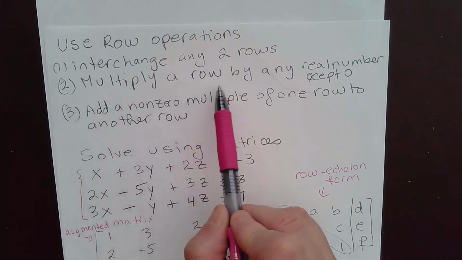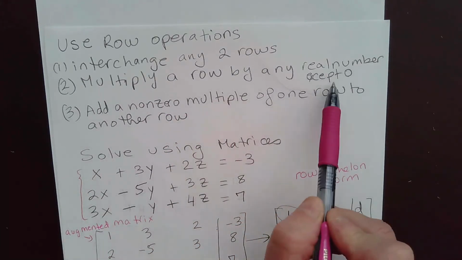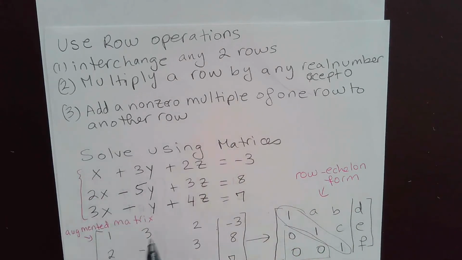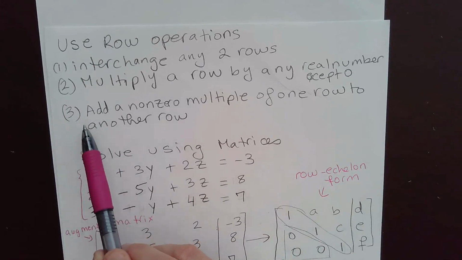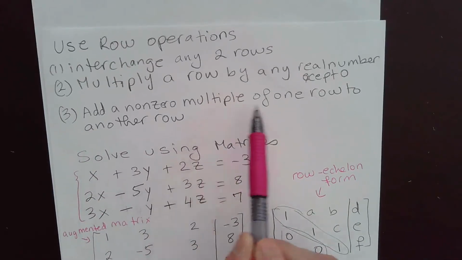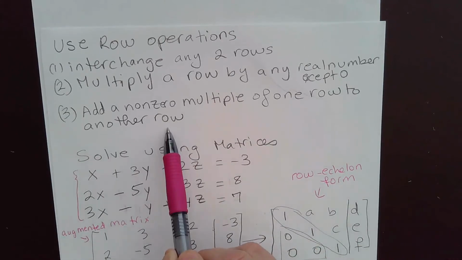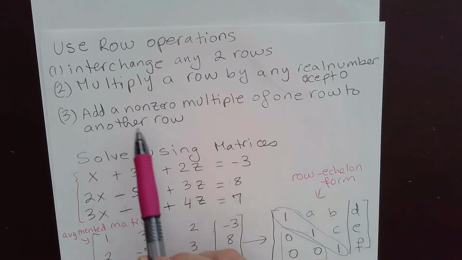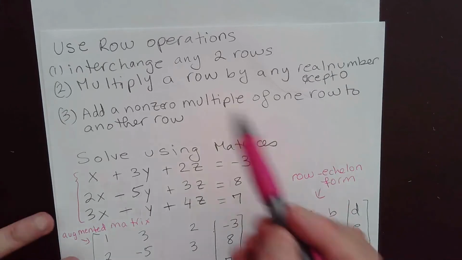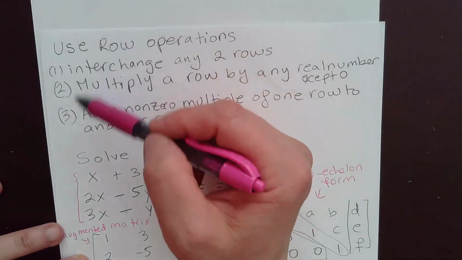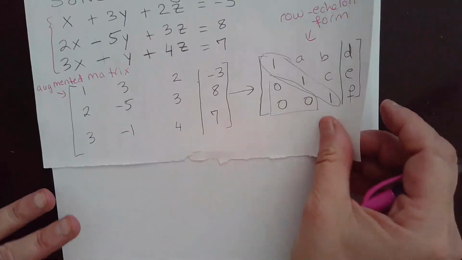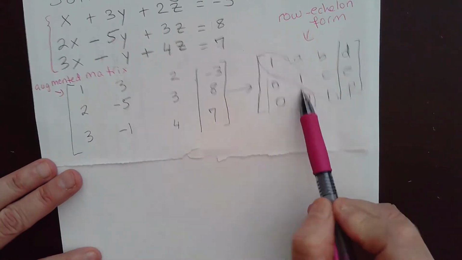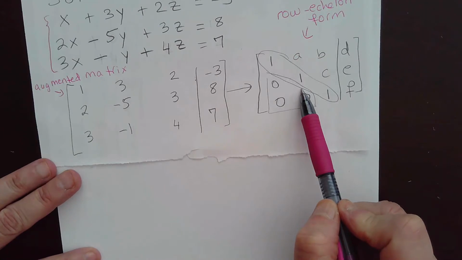You multiply a row by any real number except 0. So you can multiply any of the rows by 2 or 3 or 5 or 1/3. And then you can add a non-zero multiple of 1 row to another row. And this we're going to be doing a lot. Basically, you multiply a row by a number like 1/2 and you add it to another row and you leave the answer in the other row. So we're going to use these row operations to transform this augmented matrix to row-echelon form. Okay, so let's go ahead and do this.